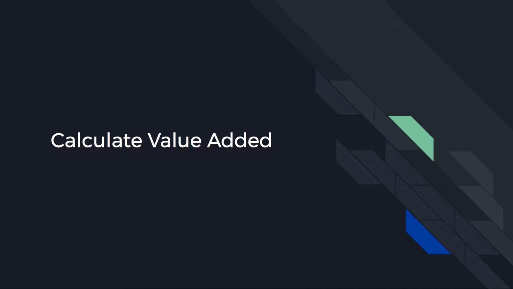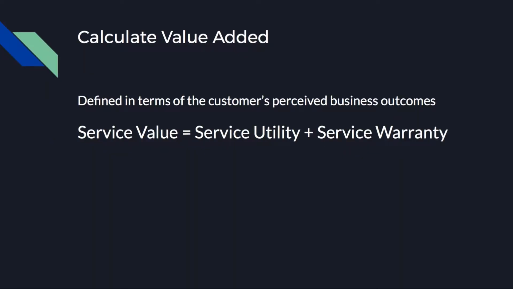After you have determined your customer and put that customer within the context of a market and how you're going to address that, you need to address how you calculate the value added for that customer. Now, value added is really defined by the customer and how they perceive the business outcomes to support their needs and their desires. Specifically, service value is the equivalent of service utility, which is what the customer gets in terms of outcomes supported or constraints removed, plus the service warranty, which is how the service is delivered and its fitness for use in terms of availability, capacity, continuity, and security.